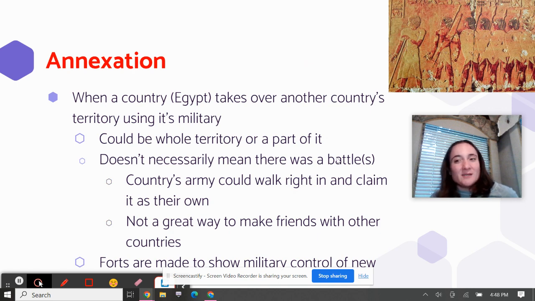It's not a really great way to make friends with other countries, to annex somebody's land. So that really led to a lot of conflict, even today it does. Forts were definitely built when a new area of land was annexed, to show, hey, this is my land now. I'm going to build a giant fort and show that I'm really strong and I'm better than you and I rule this land.